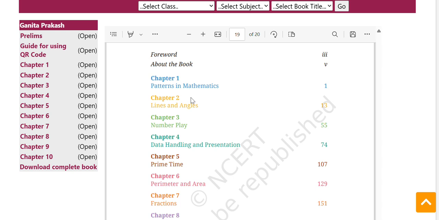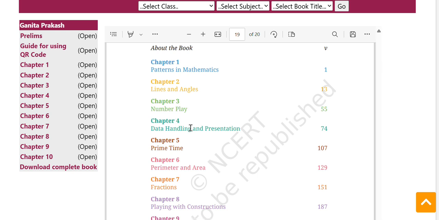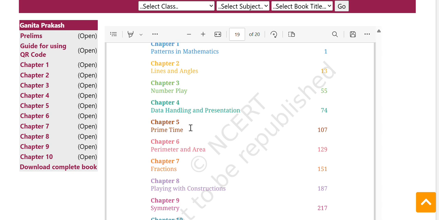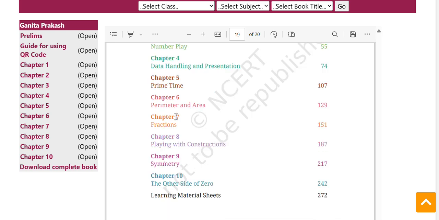First of all, let me just talk about the chapters. Chapter names are also different. Patterns in Mathematics: in this, they're talking about patterns, arithmetic sequence and all that, other patterns also. Lines and Angles again, and Number Play. Some interesting activities are there. Data Handling and Presentation: a lot of new concepts they have covered in a different perspective. Prime Time is nothing but prime factorization, factors, multiples. Then the chapter Perimeter and Area, very self-explanatory. Fractions, self-explanatory. Playing with Construction is a new perspective, I would say.